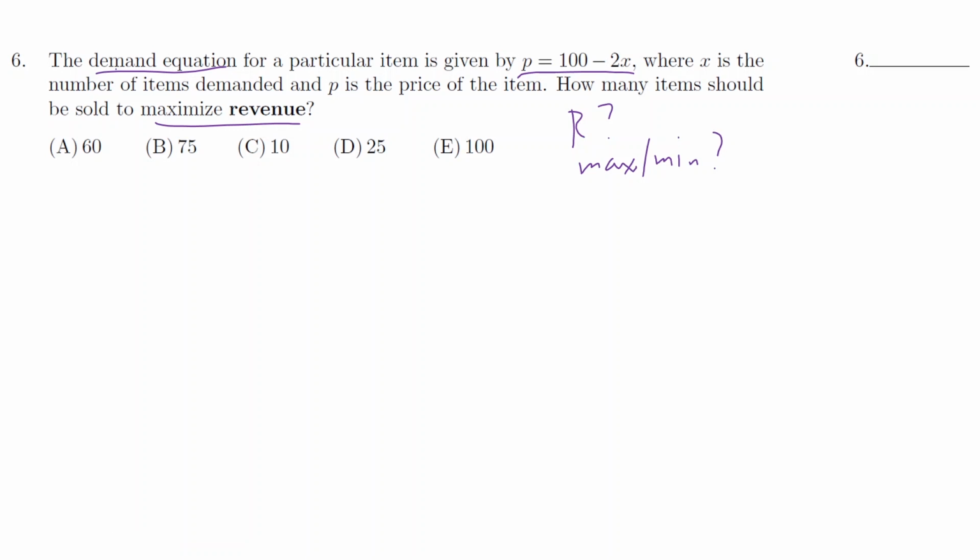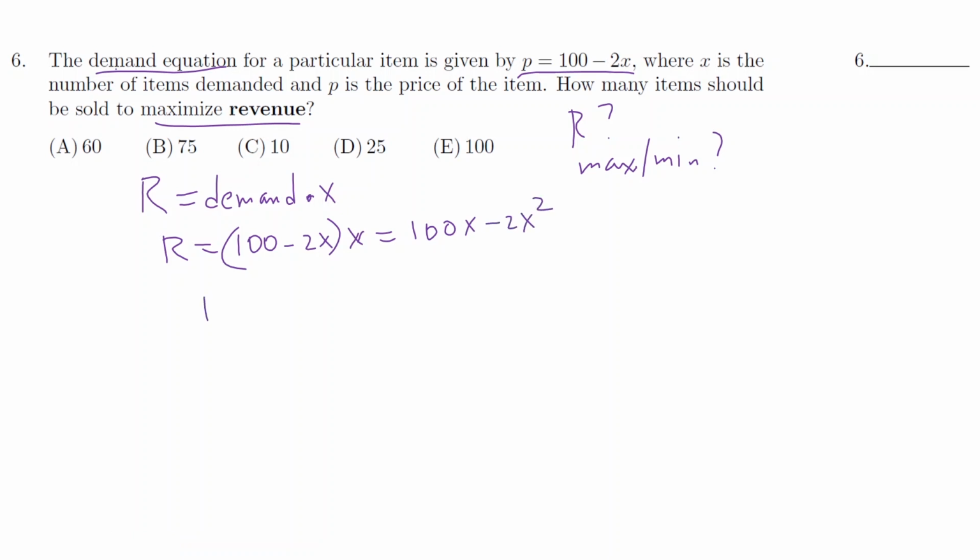But before you take the first derivative, you have to get to the revenue. So revenue is equal to the demand function multiplied by x. So revenue in this situation will be equal to demand, which is 100 minus 2x, times x. So this is 100x minus 2x squared.